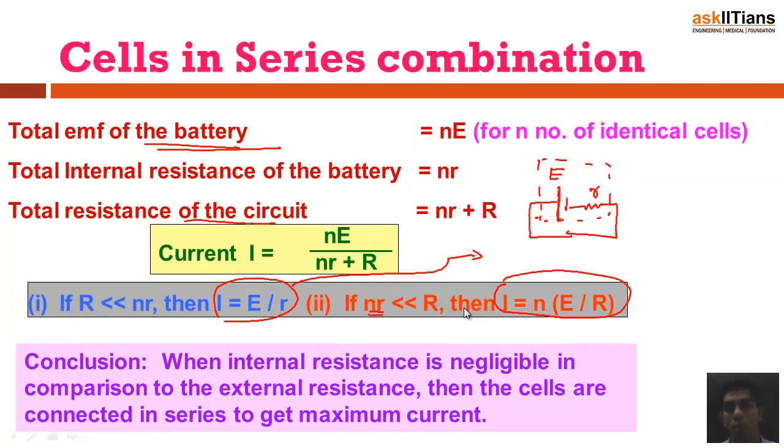Now the conclusion which we can make regarding cells in series combination is, when internal resistance is negligible in comparison to external resistance, then the cells are connected in series to get the maximum current. So obviously you can make out with the two conditions which we have discussed that this conclusion is pretty evident.